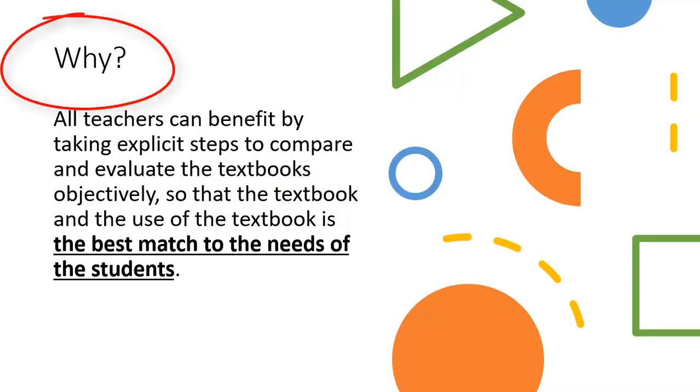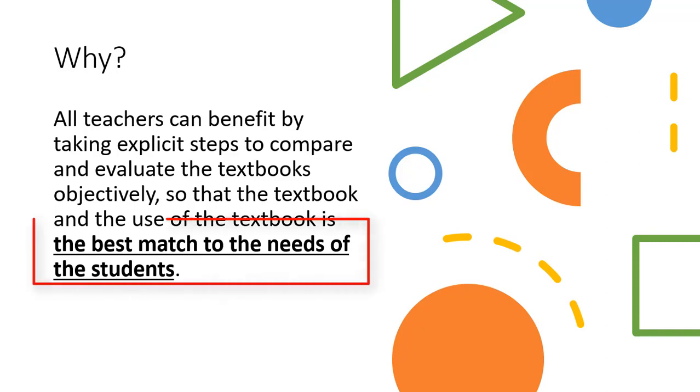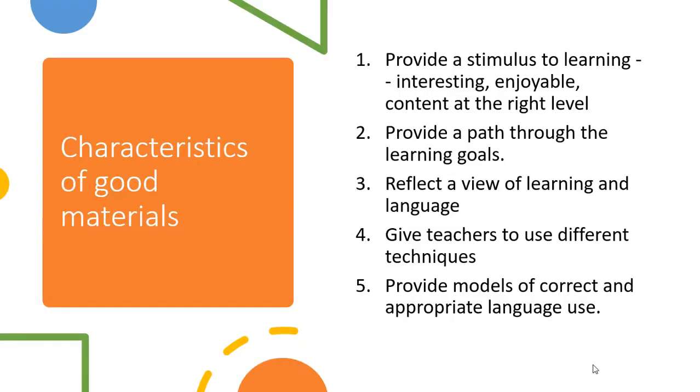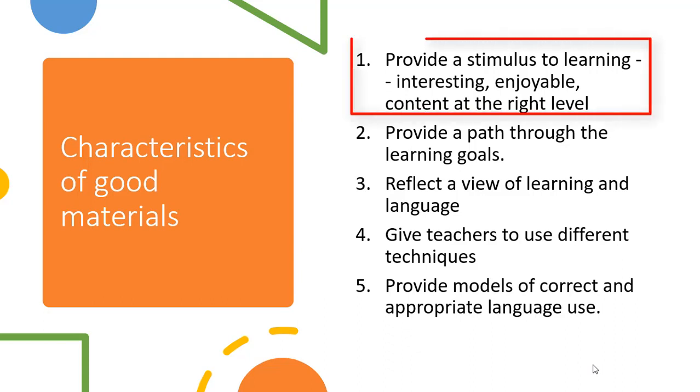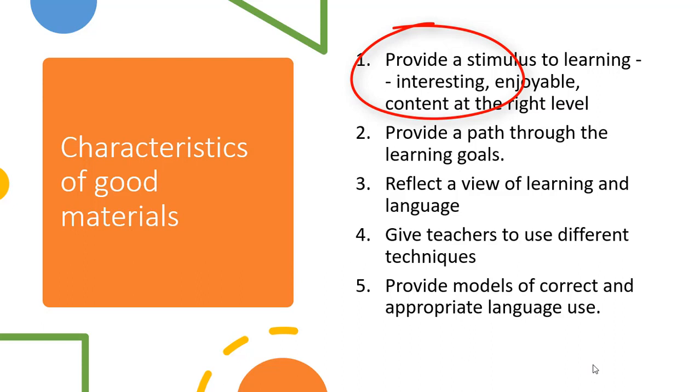The question is why? Why do we need to do material evaluation? All teachers can benefit by taking explicit steps to compare and evaluate the textbook objectively so that the textbooks and the use of the textbooks is the best match to the needs of the students. There are some characteristics of good materials. For example, the first is that the books you are using should provide learning stimuli. In this case, what I mean by giving learning stimuli is that the books should be interesting.